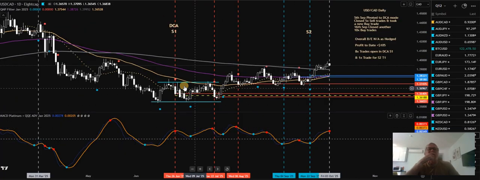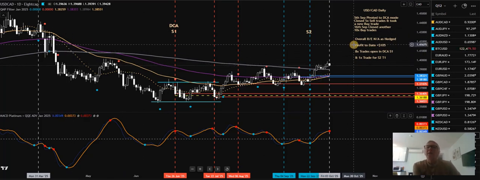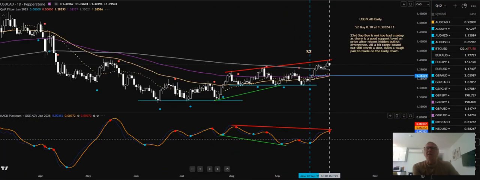USD CAD. Now this is one I've got some previous issues with. I'm starting to clean it up, which is good. In sort of DCA mode at the moment. There's my break even down here. I think that's just for the sells. So we've just got these 2 most recent buys on, so I'll just switch to another, cleaner chart. So the last trade was this buy here.